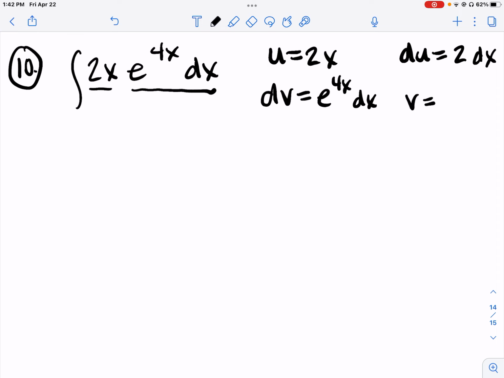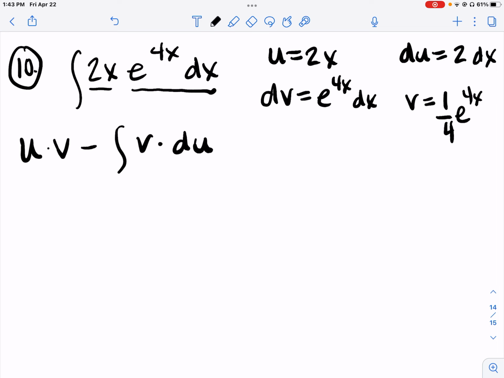V is the integral of e to the 4x, which we would have to multiply in a 4. So it's 1/4. Multiply in the 4 because you have to have the derivative of e to the 4x. So the integral of e to the 4x is 1/4 e to the 4x, because if you integrate it, you'd have to times in that 4. Okay, so it's u times v minus the integral of v times du.